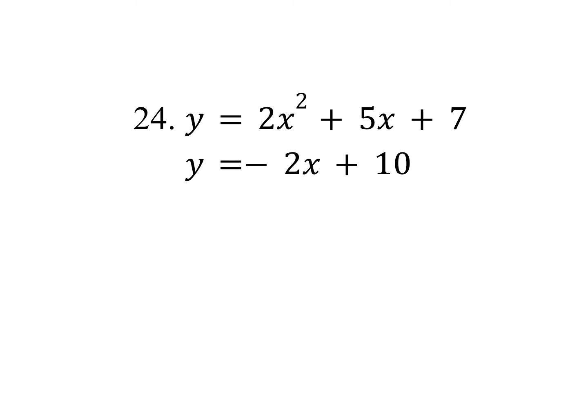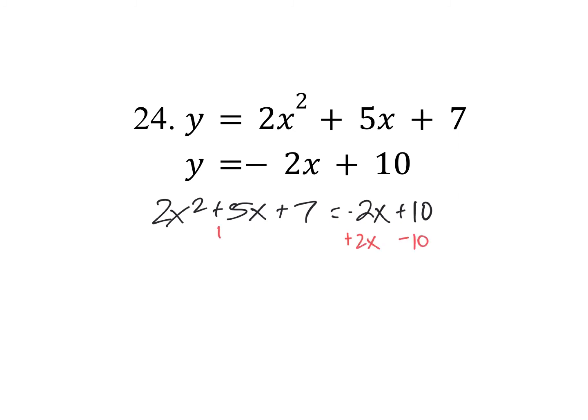This one's a little bit more complicated, but again, they're both solved for y, so we just set them equal to one another. 2x squared plus 5x plus 7 equals negative 2x plus 10. Now I've just got an equation like the one above it. I just add 2x to get rid of minus 2x and subtract 10. So I've got 2x squared plus 7x minus 3 equals 0.